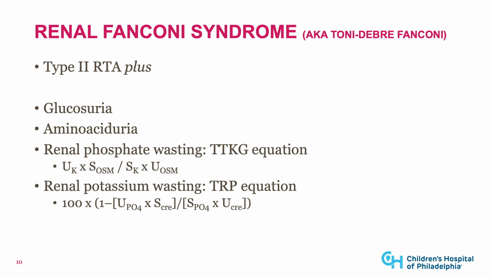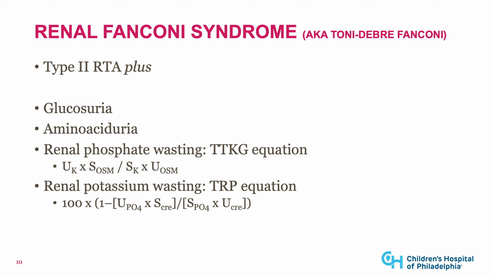Renal Fanconi syndrome is characterized by a global proximal tubular dysfunction. This includes type 2 RTA, as well as a number of other problems such as the spilling of glucose and amino acids into the urine. Other electrolyte abnormalities typically seen with this problem are potassium and phosphate wasting. The diagnosis of Fanconi syndrome is laboratory-based. Glucose can be picked up on the standard urinalysis.